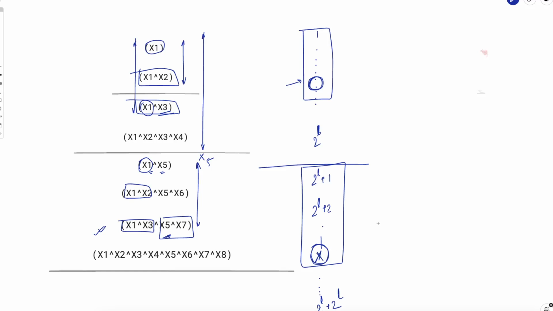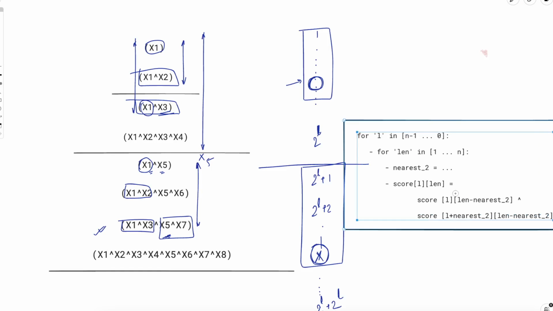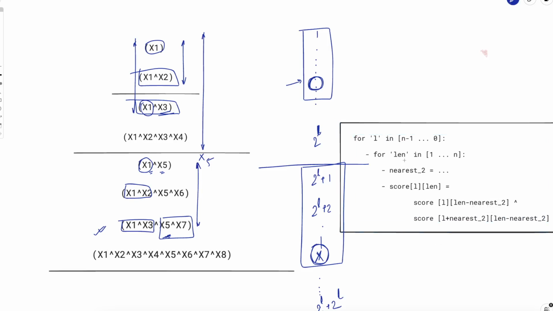So what is the pseudocode? The pseudocode would look something like this. You will figure out the nearest power of 2, right? And the value starting at L all the way up to length would simply be everything starting at L with length minus nearest power of 2, right? Which is basically this part, right? Which is basically this part.